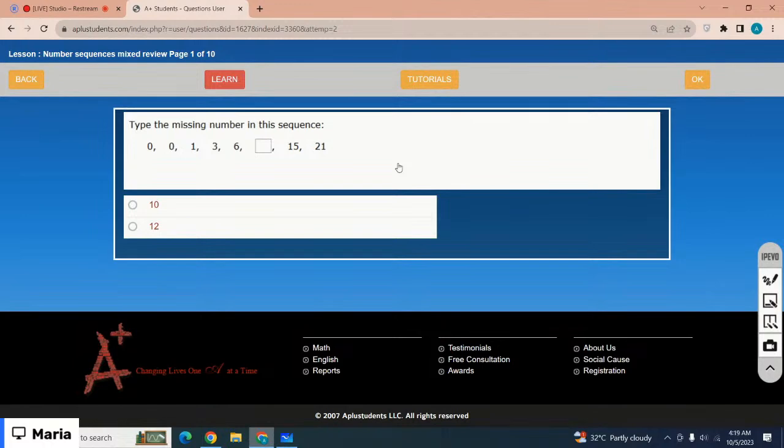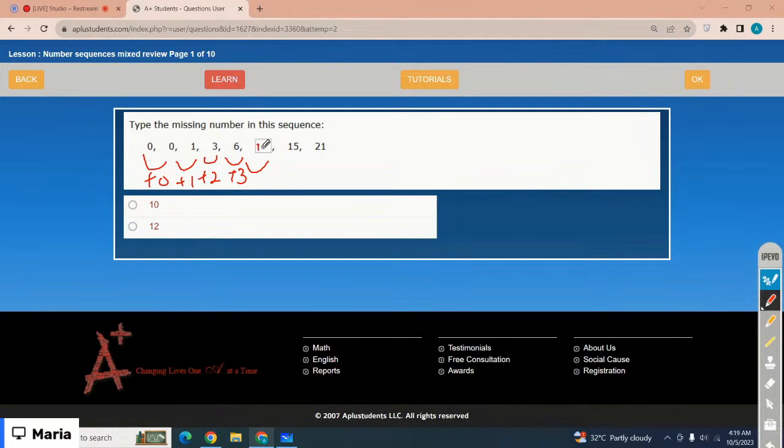Okay, let's see how the pattern is growing. 0 plus 0 is 0, 0 plus 1 is 1, 1 plus 2 is 3, 3 plus 3 is 6, right? That means the number you are adding is growing by 1. So for the next one, it would be 6 plus 4, that would be 10. Then you have 10 plus 5, that would be 15. And then 15 plus 6 would be 21. So yes, the missing number in the sequence is 10. The correct option is 10. Got it?